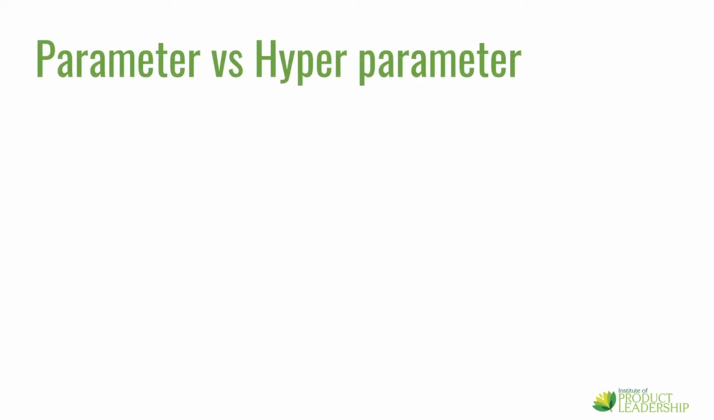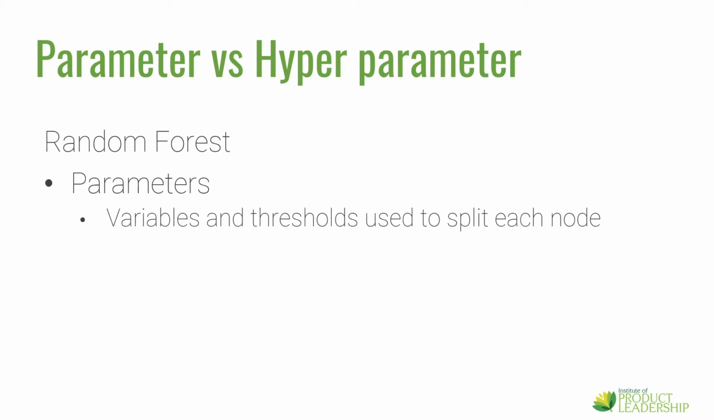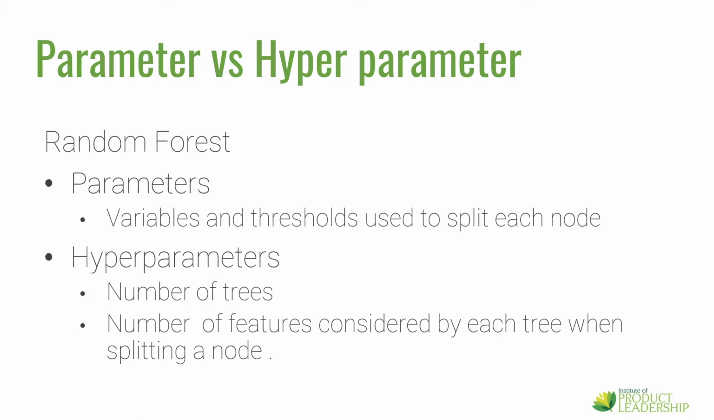Here is an example of hyperparameter and model parameter for random forest. In the case of random forest, hyperparameters include the number of decision trees in the forest and the number of features considered by each tree while splitting the node. The parameters of a random forest are the variables and thresholds used to split the node during training.